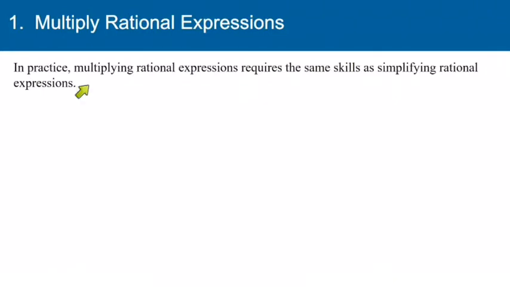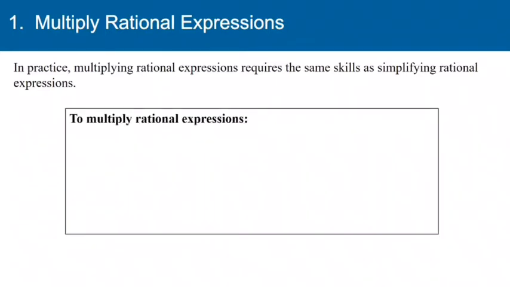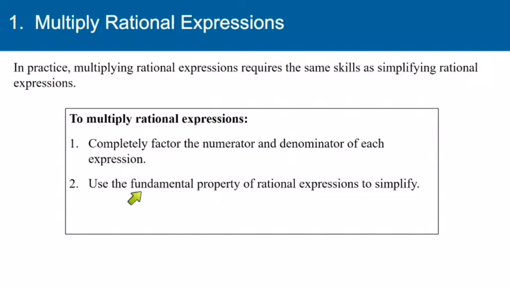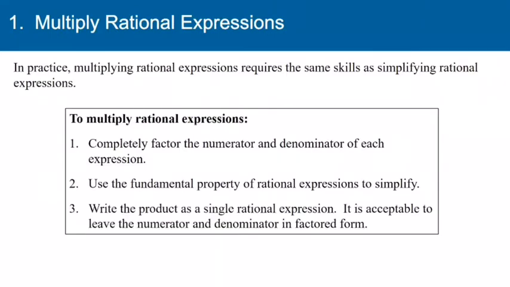Now, in practice, multiplying rational expressions requires the same skills as simplifying rational expressions. You're not going to feel like you're multiplying at all, because I think when I say the word multiplying, it makes you think of the FOIL process and distributing and combining like terms, but it's not going to be that way at all. In order to multiply rational expressions, all you're going to do is completely factor the top and the bottom of each expression and then use the fundamental property of rational expressions to simplify, just like we did in section 7.1.